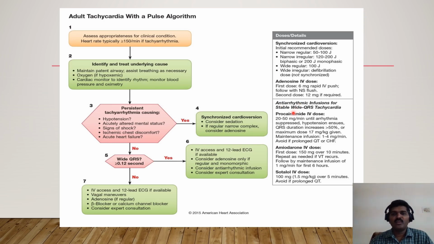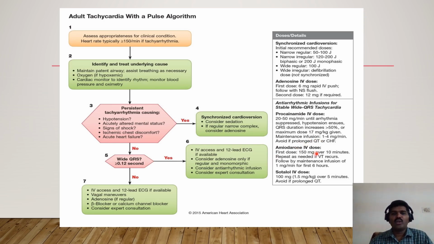Antiarrhythmic infusions for stable wide QRS tachycardia. Procainamide IV dose of 20 to 50 milligrams per minute until arrhythmia is suppressed, hypotension ensues, or QRS duration increases by greater than 50%. A maximum dose of 17 milligrams per kg can be given. Maintenance infusion of 1 to 4 milligrams per minute. Avoid if prolonged QT or congestive heart failure features are present.